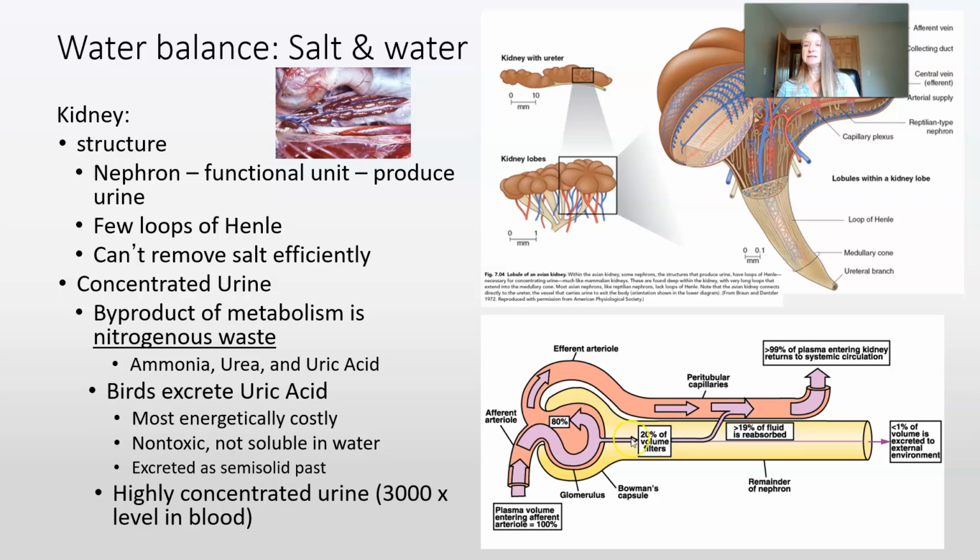So then basically within the nephron, water is going to be reabsorbed up into the capillaries because of the gradient. So it's highly concentrated here and the water is going to move to this higher concentration. And then 99% of the plasma entering the kidney returns to systemic circulation, whereas less than 1% of the volume is excreted, okay?